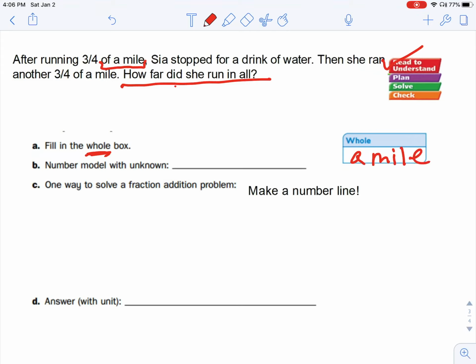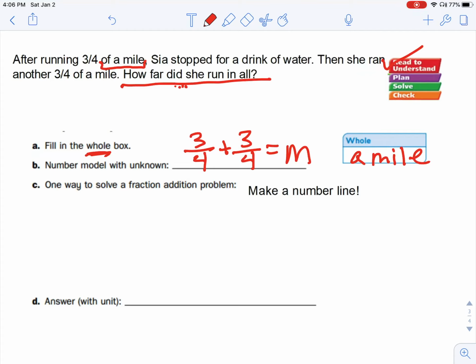Okay, and now our number model with unknown, if it's how far did she run in all, what am I going to do with these fractions I have? If you said add, you are correct. I'll do 3/4 plus 3 more fourths, and that is going to tell me my unknown, how many miles she ran so far, so I'll put M for miles, but you could use anything you'd like for the unknown.